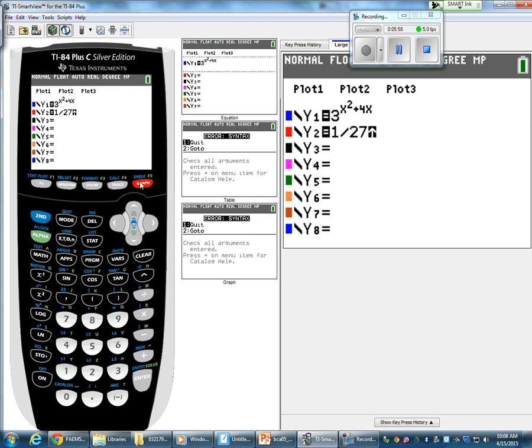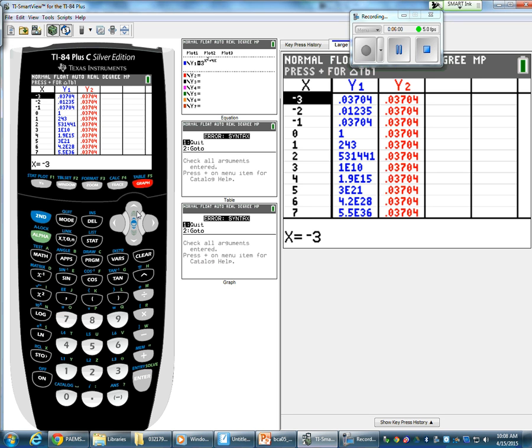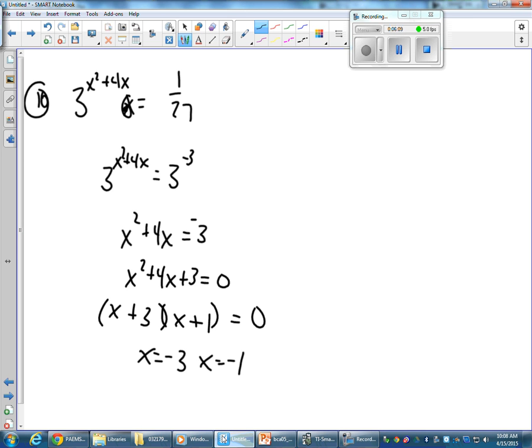We'll go to the table. And at negative 3, I get the same answer. And at negative 1, I get the same answer. So those two both will work. Sometimes only one will work because of the nature of exponential functions. All right, so let's skip on down.